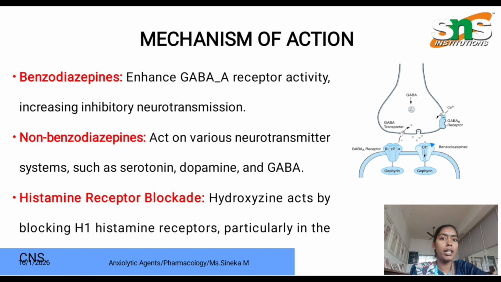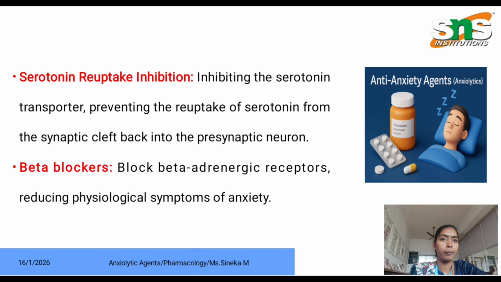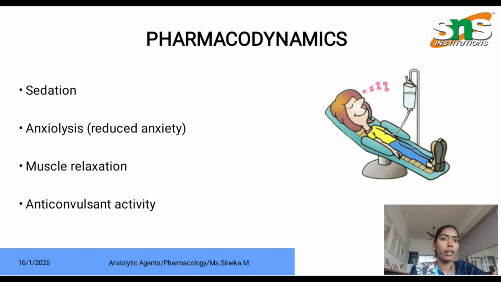Histamine receptor blockage: it blocks the histamine. Histamine is a neurotransmitter which is helpful in providing alertness. By blocking the histamine, it calms the brain. Selective serotonin reuptake inhibition: inhibiting the serotonin transporter and increasing the level of serotonin in the body, which provides emotional stability and mood regulation. By blocking the beta adrenergic receptors, beta blockers work by reducing the physiological symptoms of anxiety.